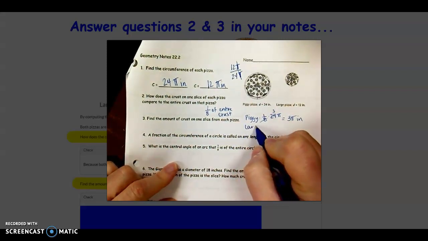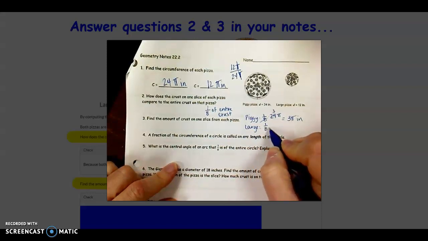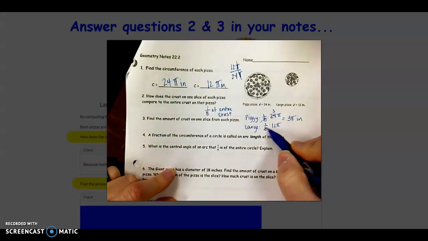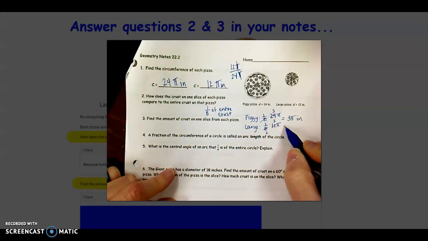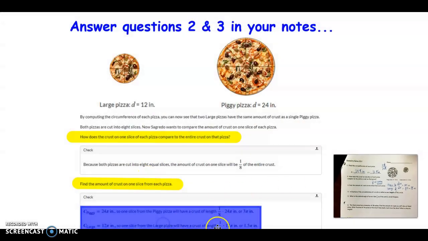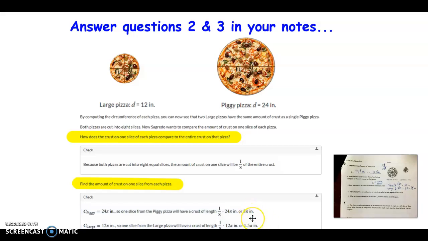For the large, we're taking 1/8 of the 12 pi inches. And 4 goes into both 8 and 12. It goes into 8 2 times and 12 3 times. So we get 3 halves pi inches, or we can write that as 3 pi over 2 inches. That is the amount of crust on the large. So we can see those answers there. They wrote 3 pi over 2 as 1.5 pi inches, which is fine since 3 halves is a terminating decimal, 1.5.